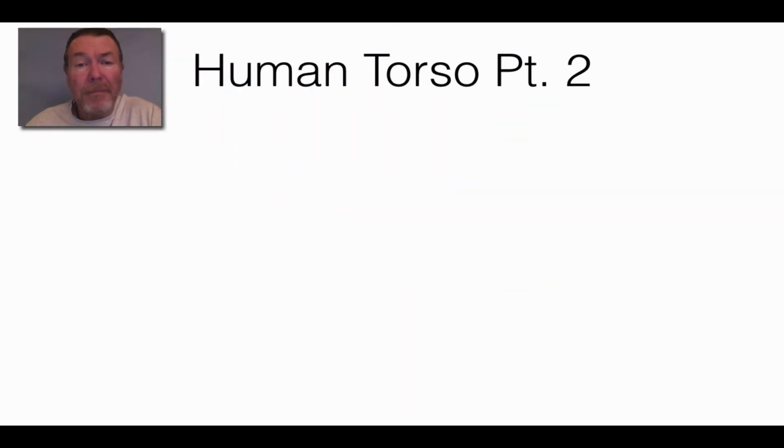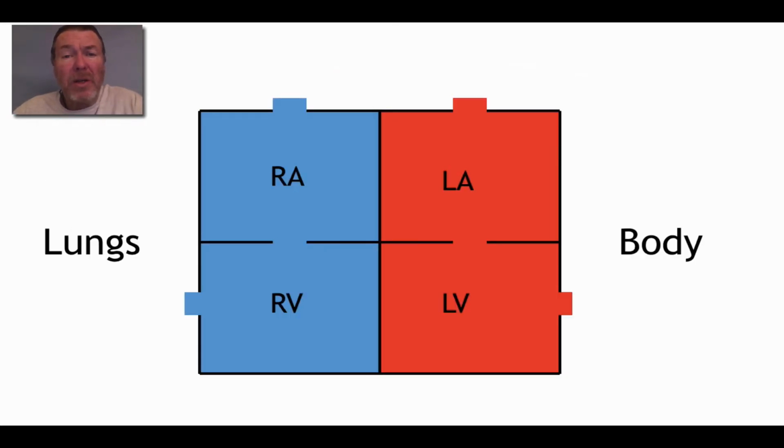So here we go. Okay, we're going to take a look at the circulatory system first. Now this is the torso. This is a diagram to show you how it works so you can get a sense of how it works. We're going to start with the body.